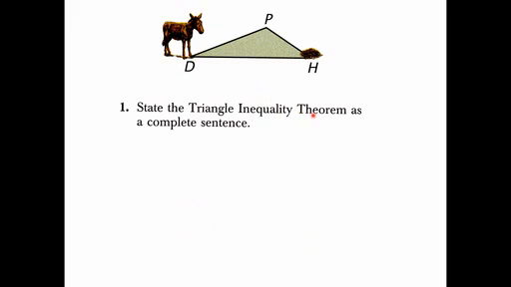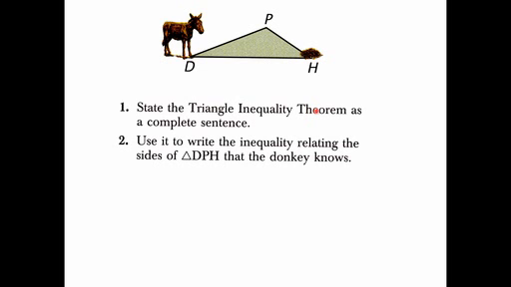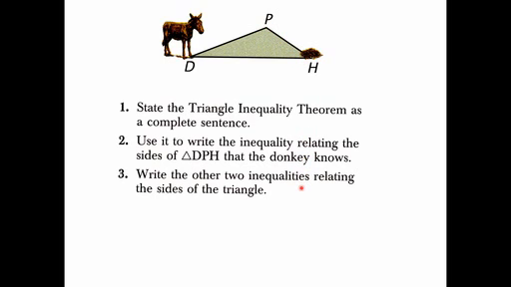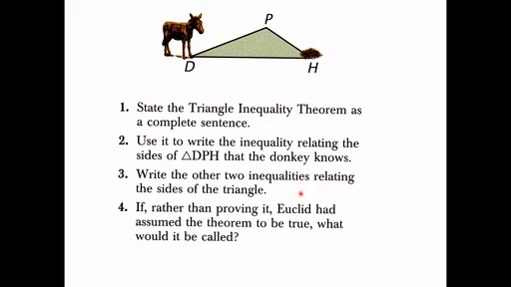Couple questions on that. State the theorem. Trying to help you memorize it a bit. Write the inequality from here that the donkey would know. Well, if he's only going to walk here, what does he know about that compared to these two? So write the inequality and then write the other two inequalities, practicing it. And then some questions to talk about the difference between a theorem and a postulate.